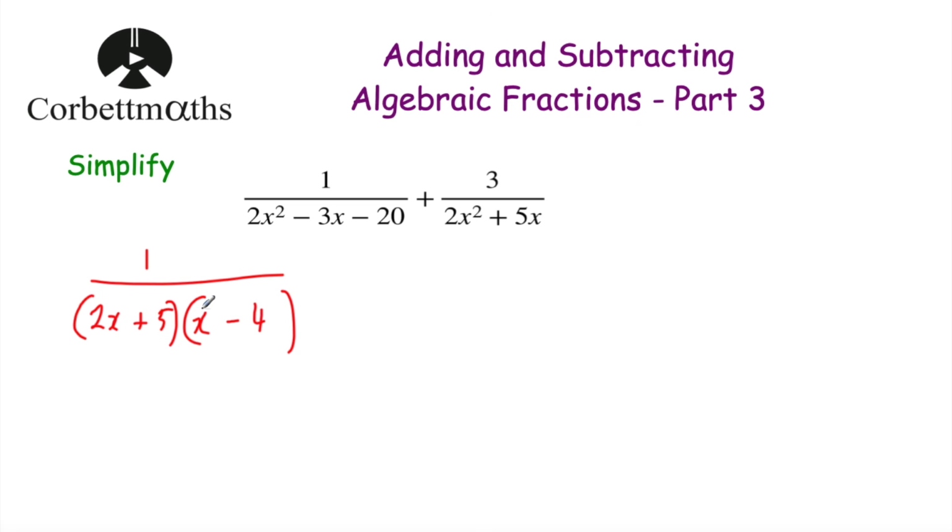So 2x times x would be 2x squared, fantastic. 2x times minus 4 would be minus 8x. Plus 5x will be minus 3x, and then 5 times minus 4 will be minus 20.